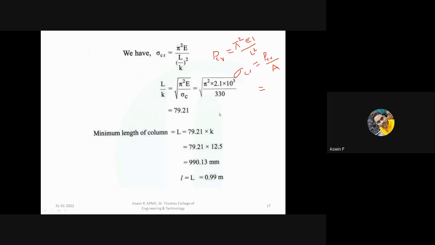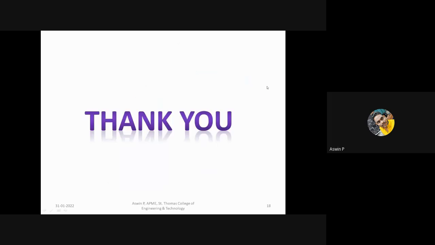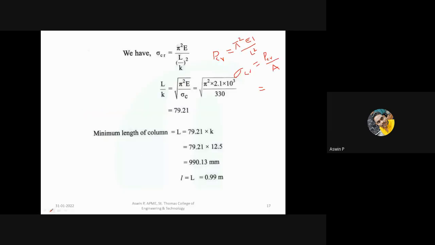The answer will be 51.76. Sorry, 51.7 Newton per mm square will be the unit. So from that you need to find L, the effective length, or this will be the minimum length required. So to find this one, we need to use this equation.